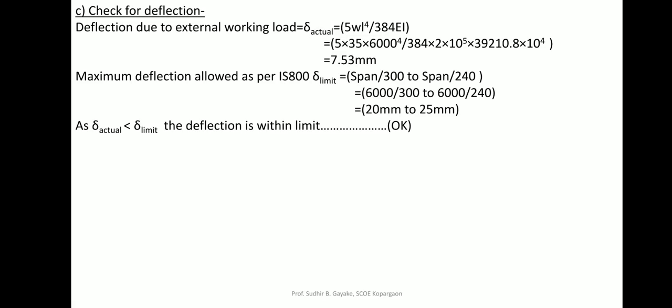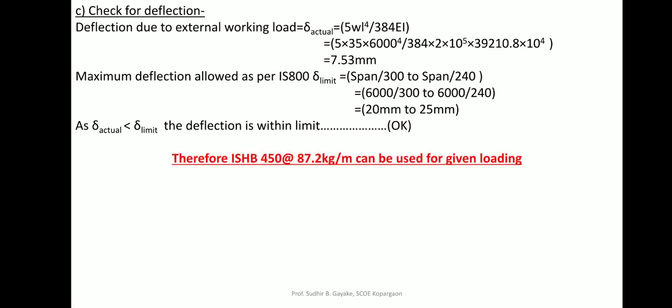So if the loading of 35 kilonewton per meter is applied, it is going to give us deflection of 7.53 mm. This is actual deflection, and this actual deflection is to be checked with the maximum limit as per IS 800. So maximum limit is span by 300 to span by 240. So that is, it should be in the range of 20 to 25 mm. This is the maximum allowed deflection, and we are getting according to loading as 7.53. Therefore it is within the limit. So in short, your selected beam is safe for web buckling, web crippling as well as deflection. So from this only you can write the statement as ISHB 450 at the rate 87.2 kg per meter can be used for given loading as it is safe for all the checks.